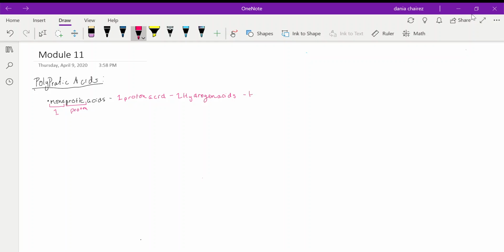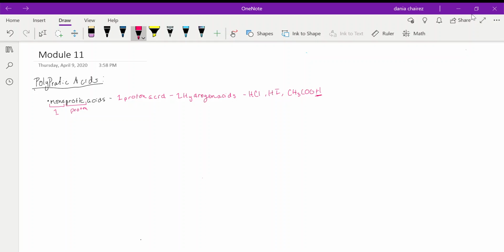So take, for instance, hydrochloric acid, hydroiodic acid, acetic acid, which with acetic acid, it's this H that matters, not this one, because that's just for our methyl group. Not these three, they're for the methyl group.